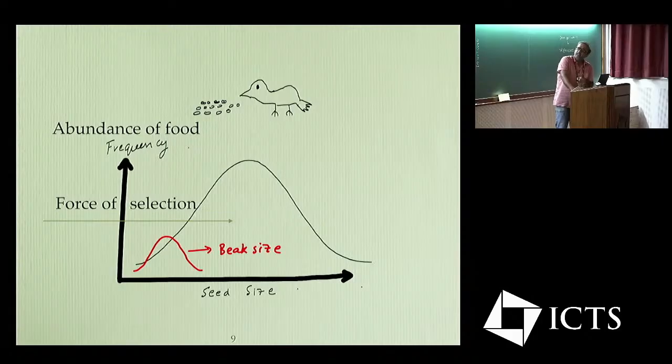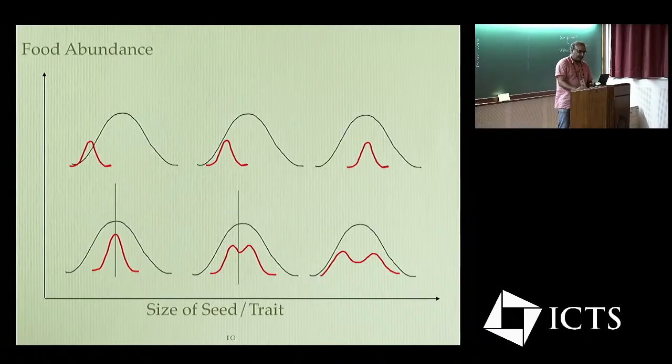Now, the force of selection is going to make this population drift towards maximizing its chances of getting the most food. These are all hand-drawn, whatever. The population is going to shift towards aligning itself with the maximum of food abundance, and it is going to become narrow. And when it comes over here, it has two choices.